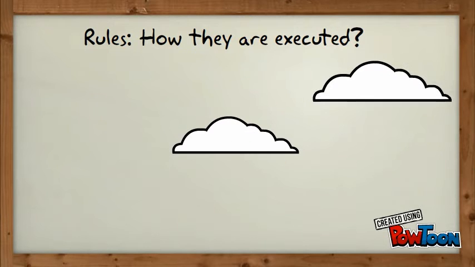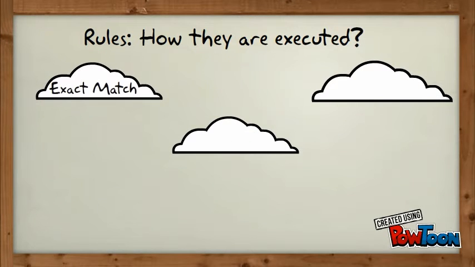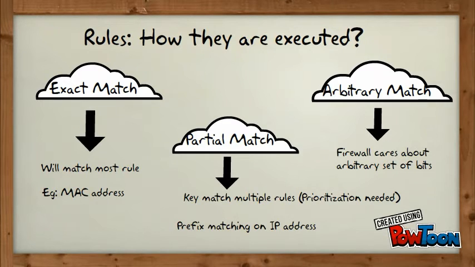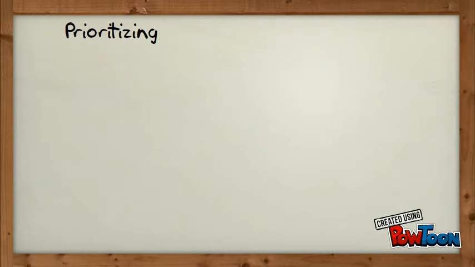Rules can be executed based on three types of matching: exact match, partial match, and arbitrary match. Exact match will look for all the bits to be matched, for example, a MAC address. Partial match is, for example, prefix matching on an IP address, where a key can match multiple rules. Arbitrary match is, for example, a firewall, which cares about an arbitrary set of bits.